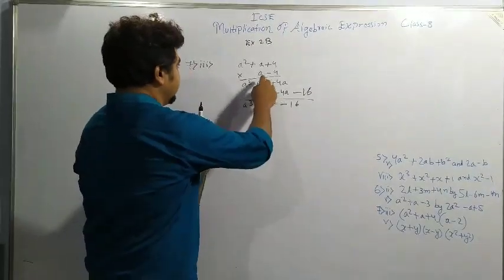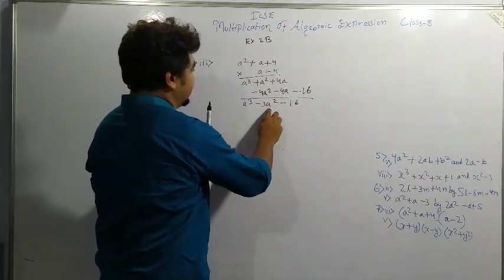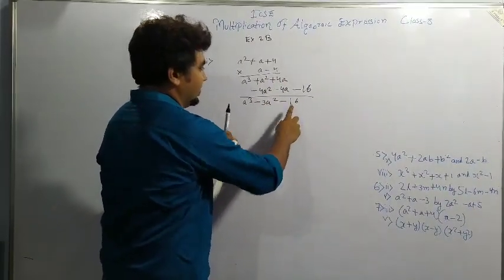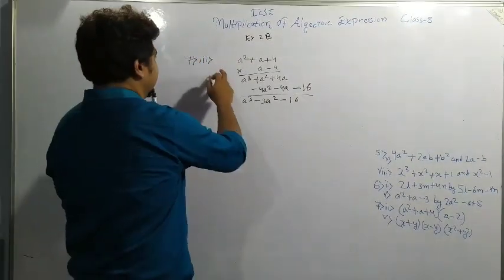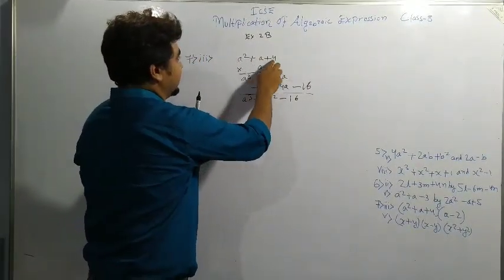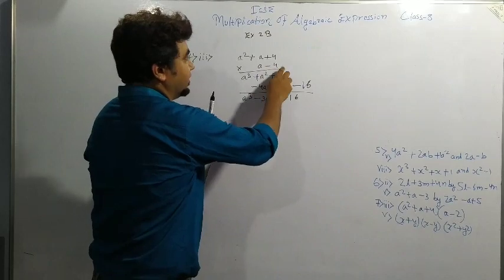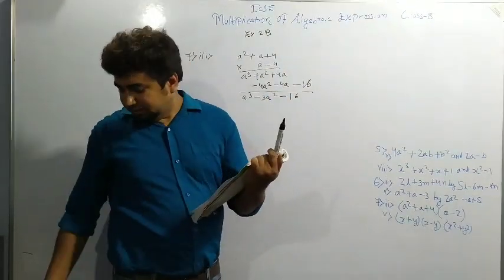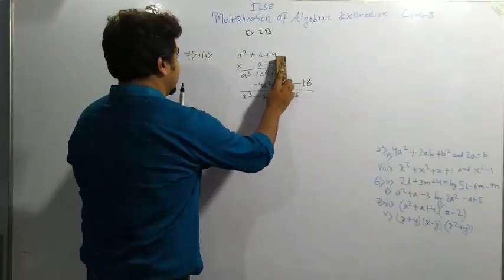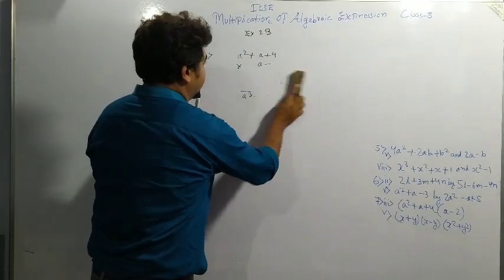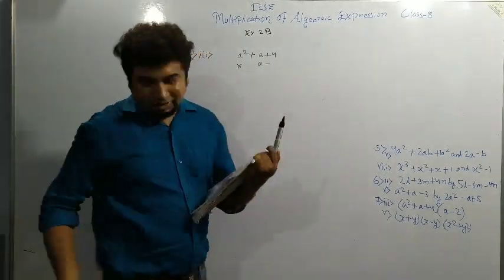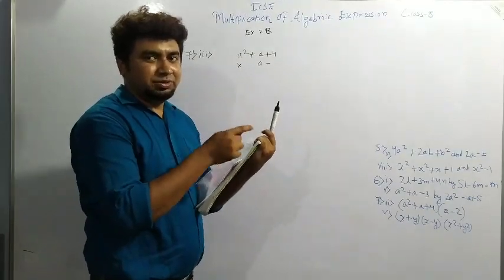So the answer for this question is a cube minus 3a square minus 16. But in the book, question 7 bit 3 is given as a square plus a plus 4 and a minus 2. We have to multiply it by a minus 2. So again we'll be doing that. I have taken that as one of the examples, as you can see.